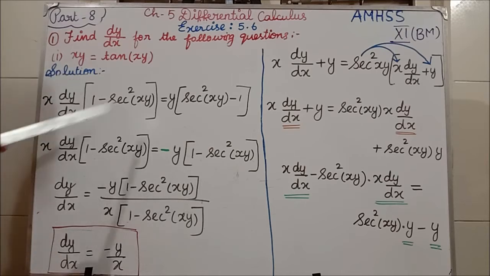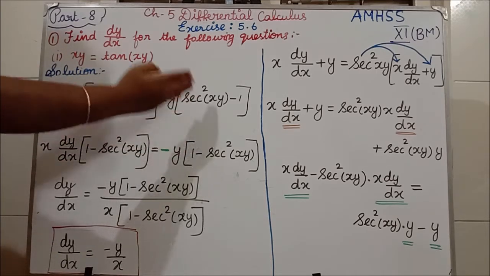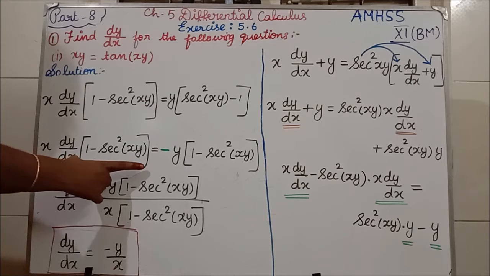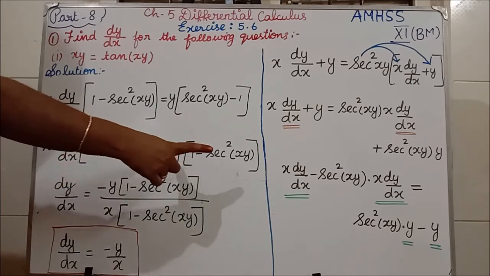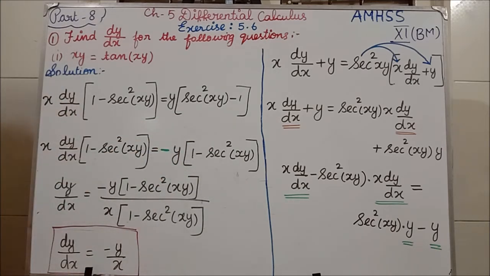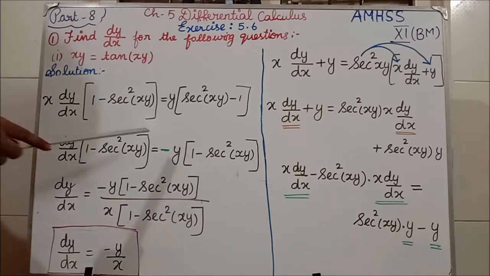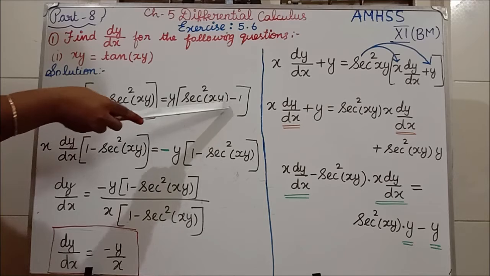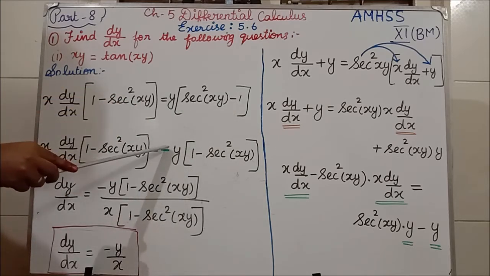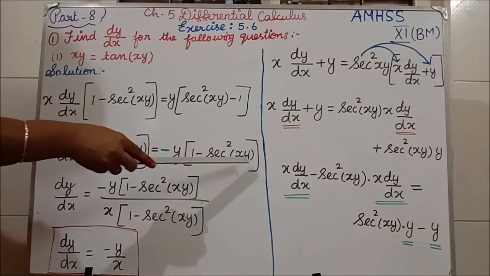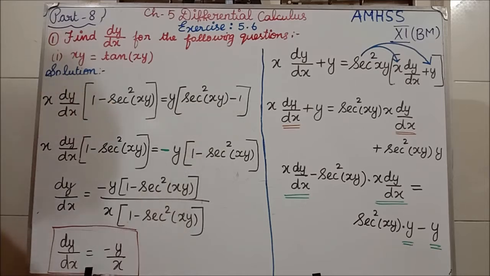Okay, but how am I writing? After taking the minus common out, I write the same expression there. If you have doubt, multiply and see, you will get it correctly. Minus into 1 is minus 1. Minus into minus is plus secant square xy. We are getting it correctly. Will you be able to understand it?